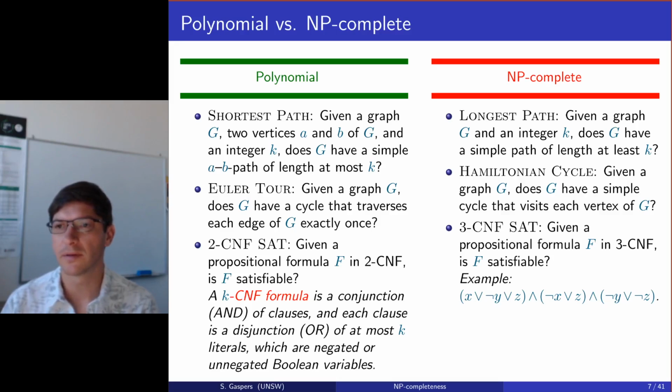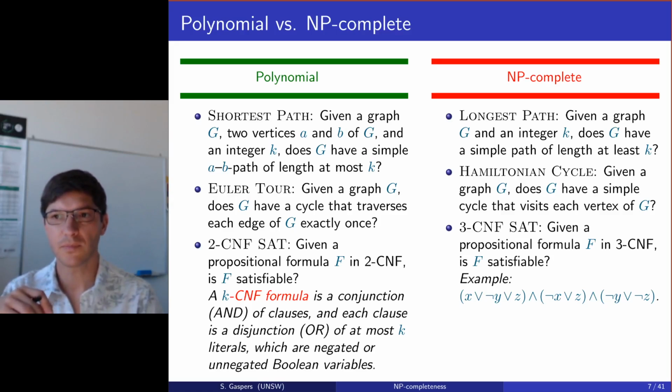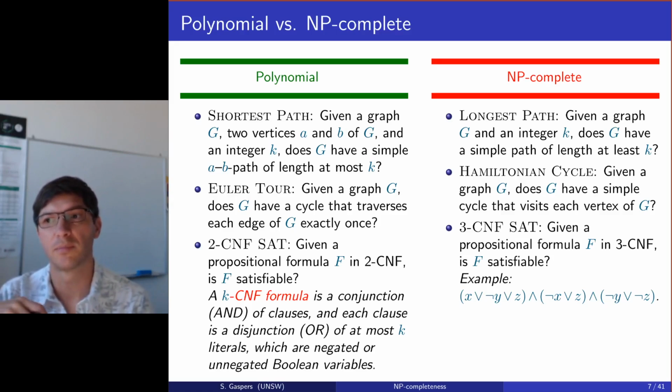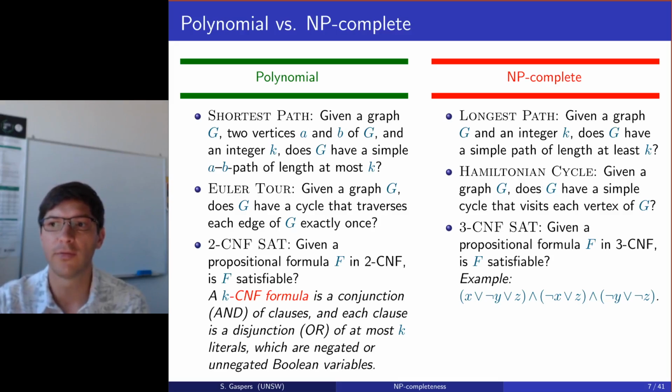But then on the other side, on the NP-completeness side, we have the longest path problem. And here we are given a graph G and an integer k. We are not given endpoints of the path, and the question is whether G has a simple path, so one that doesn't intersect itself, of length at least k. And so this problem is NP-complete. So finding a short path between two vertices is polynomial. Finding a long path in a graph is NP-complete.